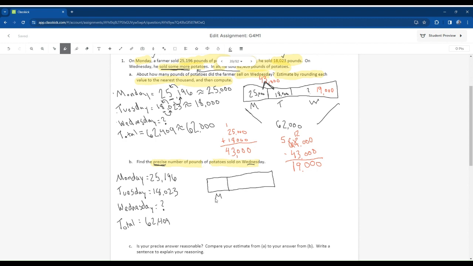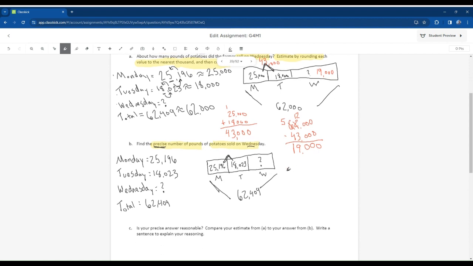again, this is Monday's amount, which is 25,196. This is Tuesday's amount. Wednesday's amount, we do not know, but we know in all, or in total, there's 62,409. So again, same exact process from A to B. The only difference is I'm using the precise numbers down here for letter B. So again, I'm going to put together Monday and Tuesday's amount, and then whatever that number is, subtract it off the total, and I'll be left with Wednesday's.